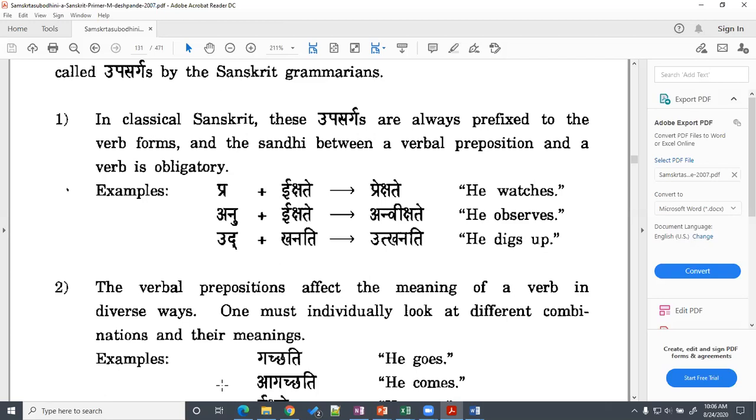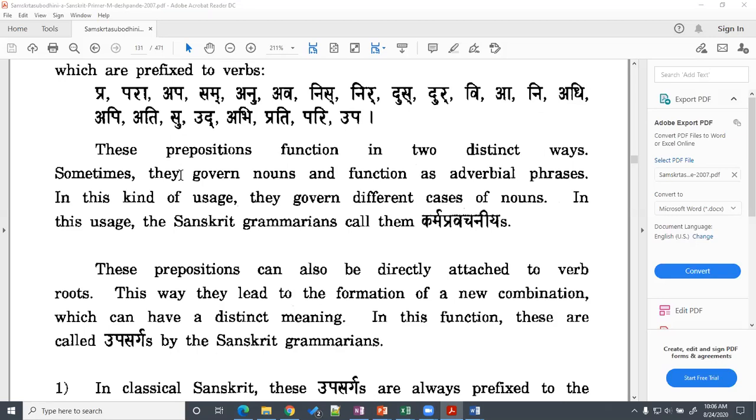There is a question, can you please give some examples of Karma Pravachaniya? So there is a comment here in this book that these prepositions function in two distinct ways. Sometimes they govern nouns and function as adverbial phrases. In this kind of usage, they are called Karma Pravachaniya. So Karma Pravachaniya are the same words. We have already seen them in previous exercises.